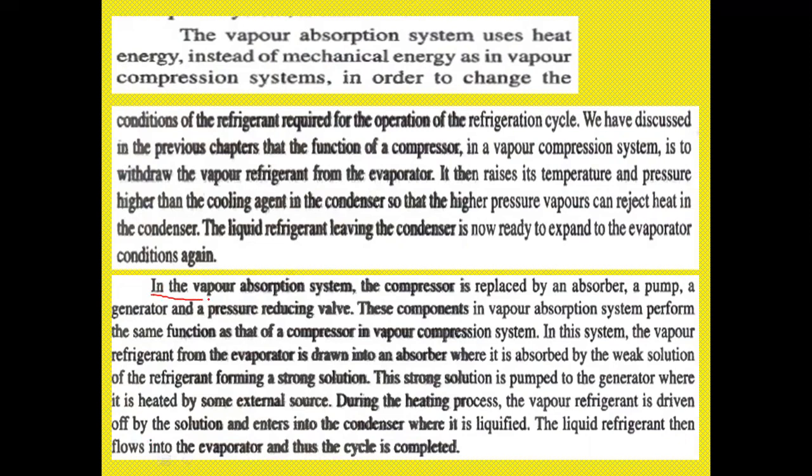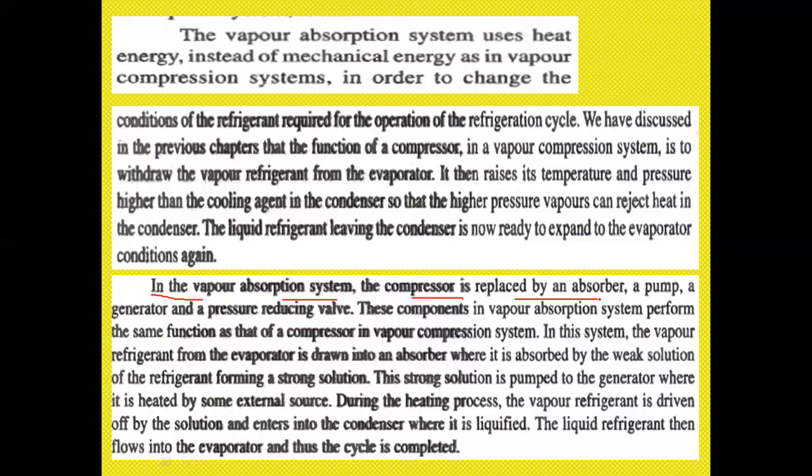Next, in the vapor absorption system, the compressor is replaced by an absorber. So in the vapor compression type there is a compressor, but here in the vapor absorption type, the compressor is replaced by the absorber. That's why it is called the vapor absorption system. So you are having an absorber, a pump, a generator, and a pressure reducing valve. These components in the vapor absorption system perform the same function as that of the compressor in the vapor compression system.